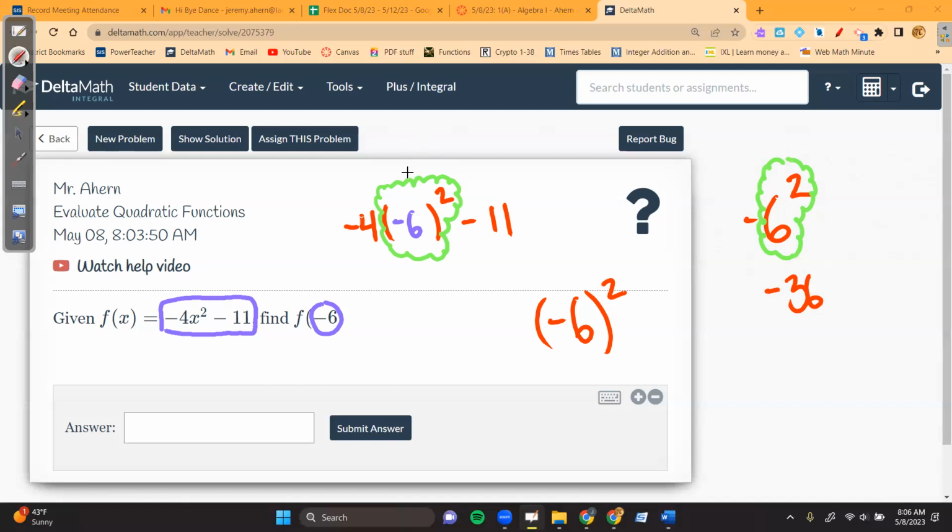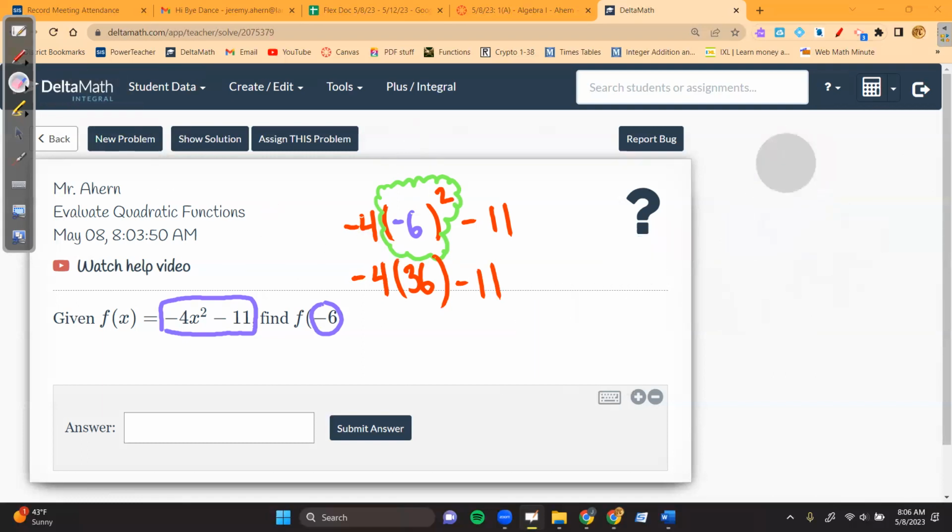So anyhow, if I take this -6 and I square it and I get 36, my problem now looks like this: -4 times +36 minus 11. And what is -4 times +36? -144. Minus 11 is -155. There you go. Good basics.